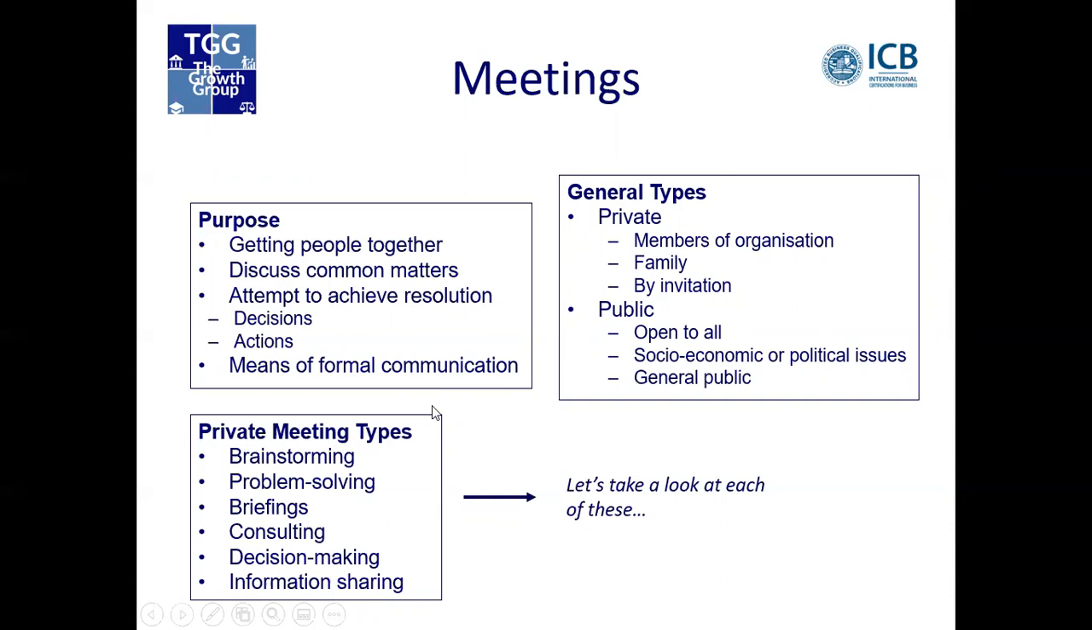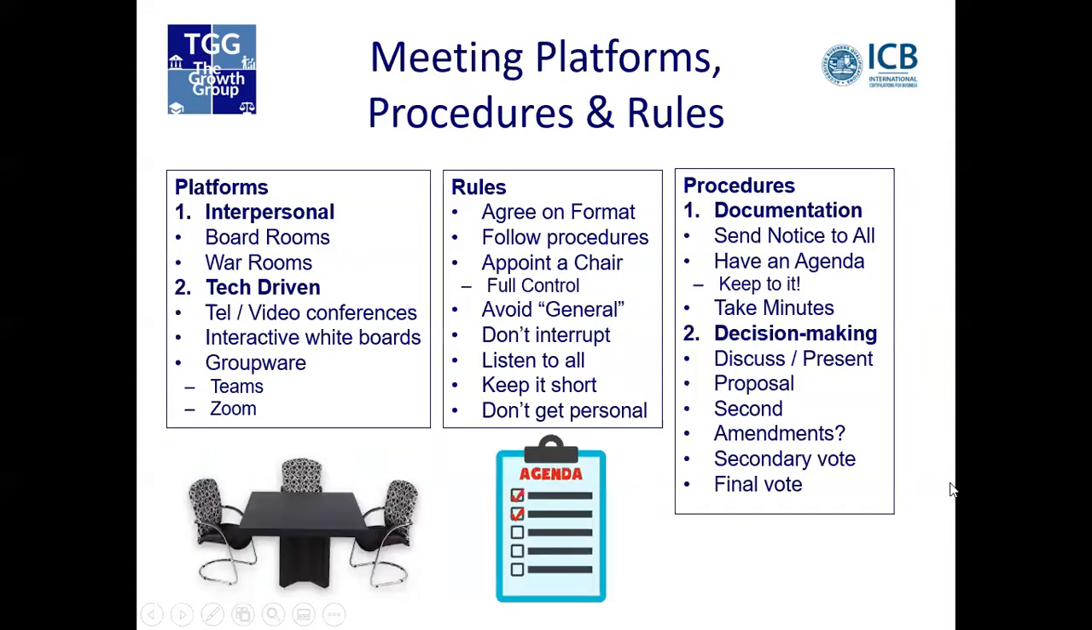So what is the purpose of meetings? It is to get people together so that we can discuss common matters and attempt to achieve a resolution to that. Those resolutions can either be in the form of decisions taken or actions that we decide on, and it is a means of formal communication. Now, private meeting types. Some of the things that we looked at before, like brainstorming, problem solving, briefings, consulting, decision making and information sharing, are all different types of private meetings. I could say let's take a look at each of these, but we're not going to, because we had a look at each of these already.